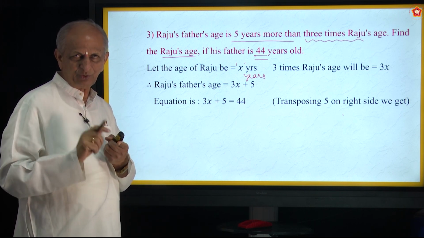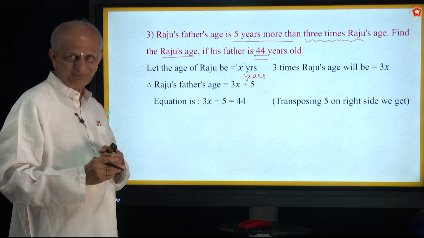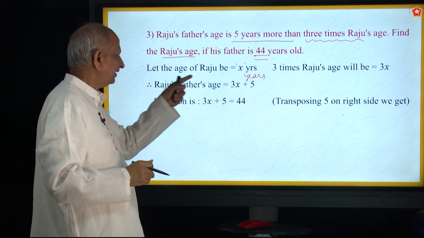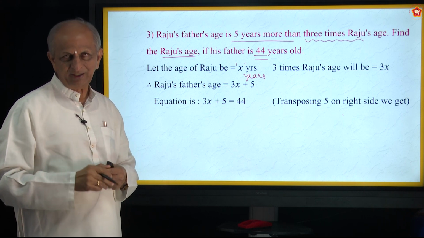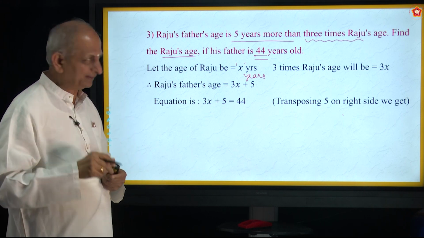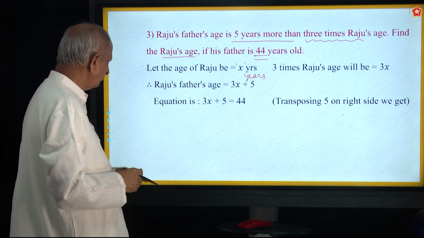First, whatever is not known, take it as x. Then try to write the equation. Okay, carefully follow the statements. Now, how to solve it?